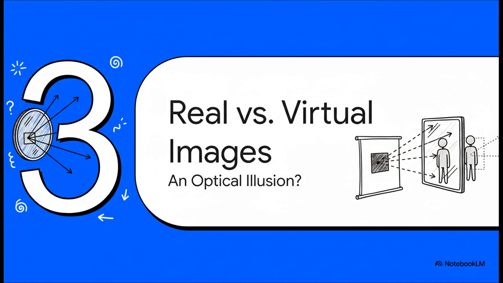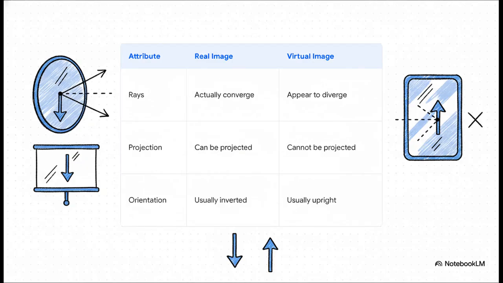Let's break that down. So here's the big difference. A real image forms where light rays actually cross paths in the real world. Think of a movie projector.